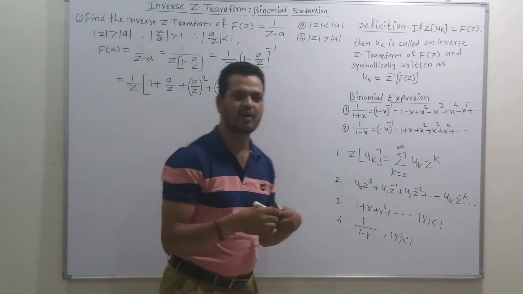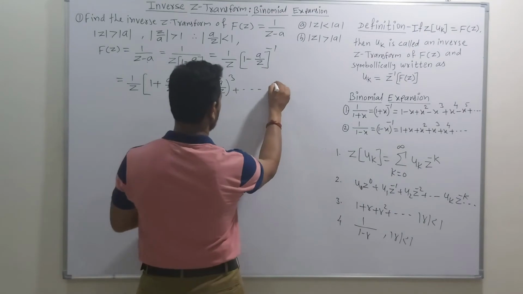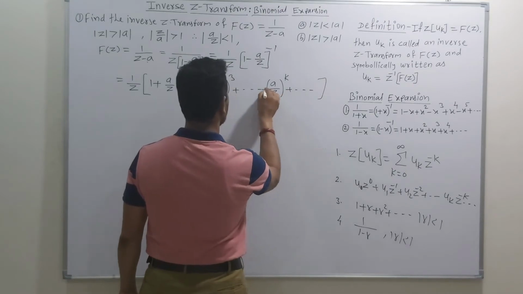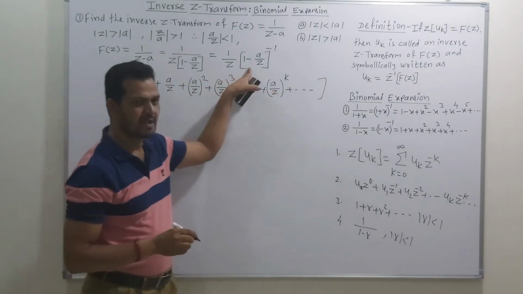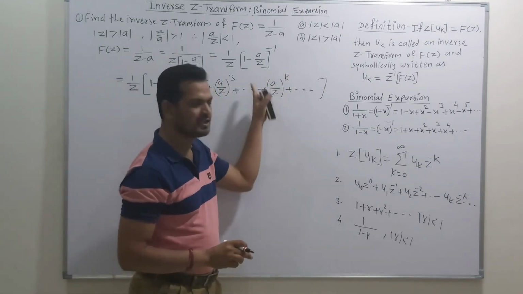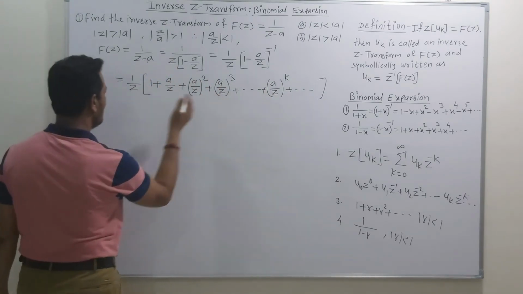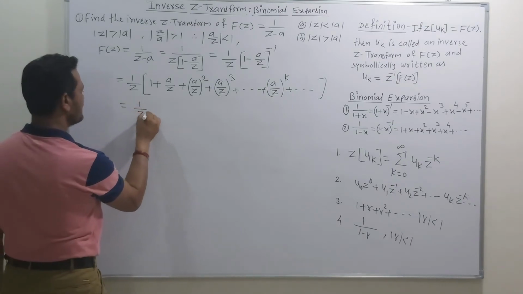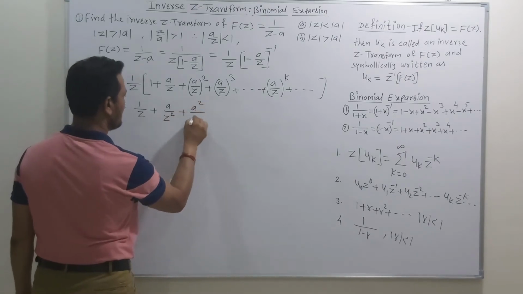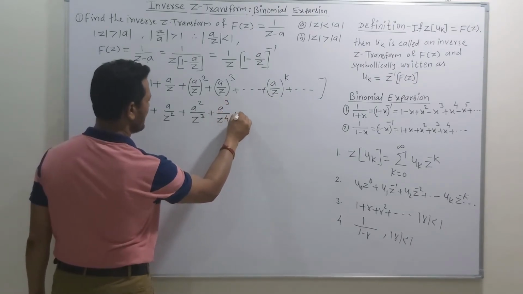Friends, our aim or target is to get the value of z raised to minus k. So we can write the general term as a upon z raised to k plus and so on. In this way we can expand this bracket according to this formula. But please understand that our main interest is the coefficient of z raised to minus k. Now this 1 upon z is available here, so take this z to the inner side. Then we get 1 upon z plus a upon z square plus a square upon z cube plus a cube upon z raised to 4 plus and so on.